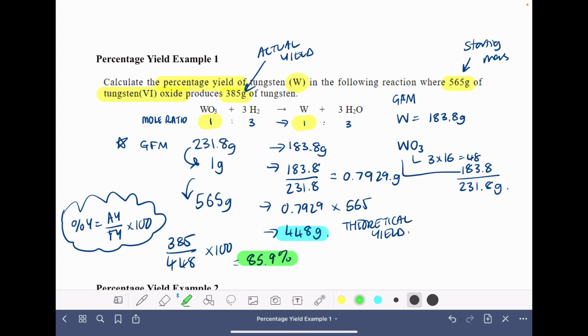Okay, so what we've done there, just to recap on it, we looked at the mole ratio in the question. It was a 1-to-1 ratio, so we could just simply substitute in the formula masses of the reactant and the product that we were concerned about. Then we worked out what 1 mole would give, then we scaled it up or down depending on the question, but here we scaled it up to 565 grams and we got our theoretical yield of our product. Then we popped that number into our percentage yield calculation and got our final answer.